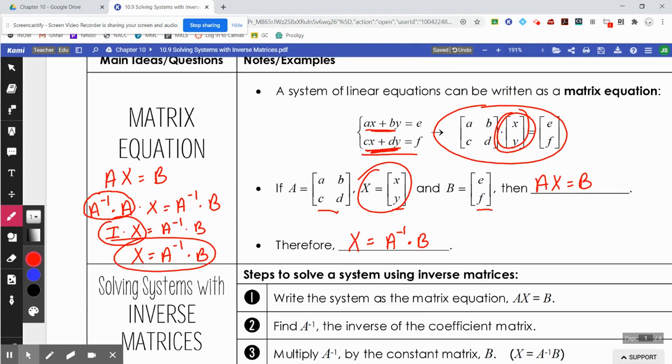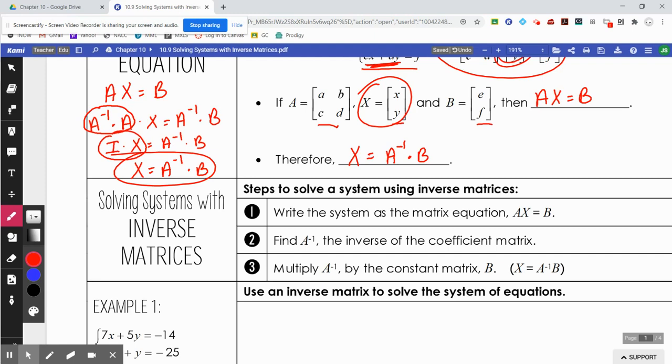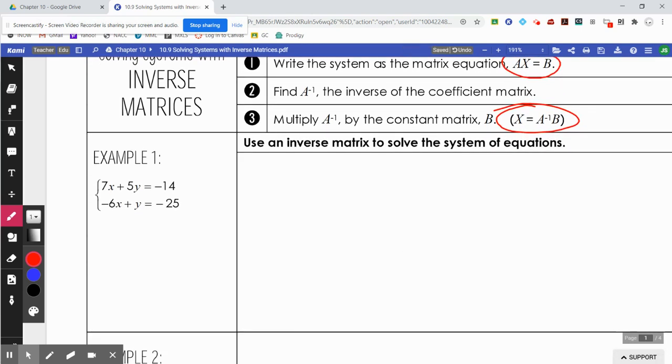So therefore, to figure out what x and y are, we can actually work it like this: solving systems. Write the system in this form. Find A inverse, then multiply A inverse by your constant matrix B, and you're done. So this right here is all we're doing. So the first step is let's write it like our system up there. So you have your coefficient matrix 7, 5, -6, 1 times xy will equal your constant matrix -14, -25.